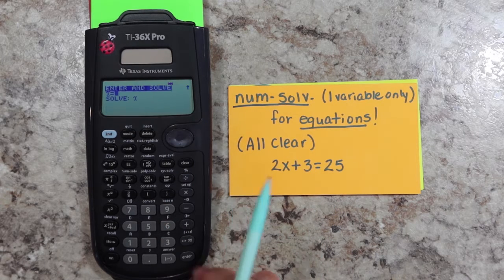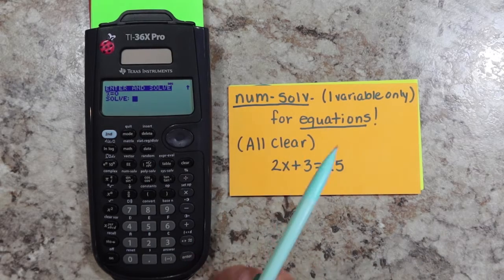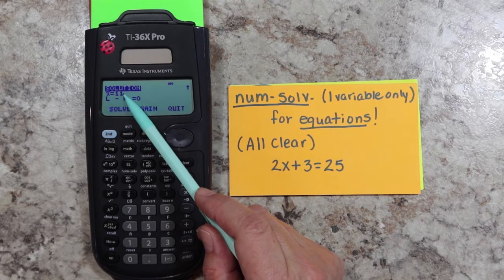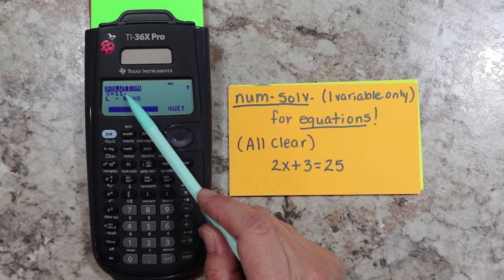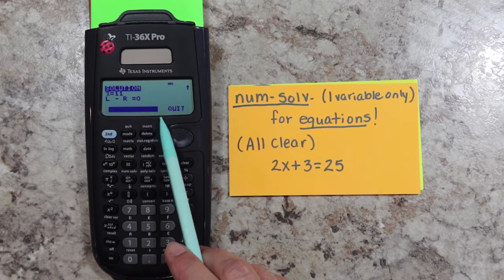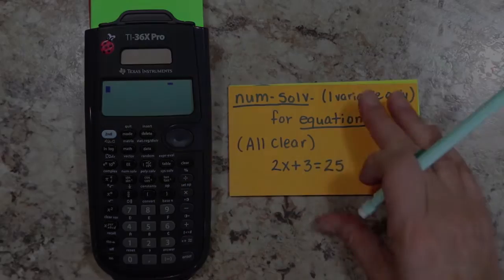Okay. Now you want to enter, and it's asking you, do you want to solve for X? Yes, I do. Solve. Hit enter again. And right there is my answer. It says x equals 11. Okay. If you want to solve again, you can use this, or I just usually go over and hit quit.